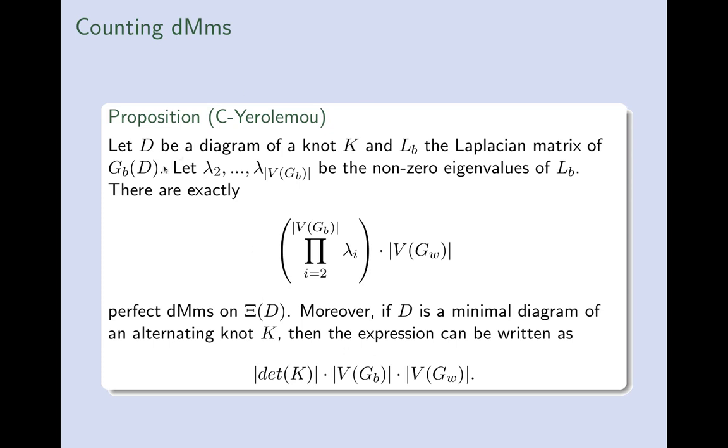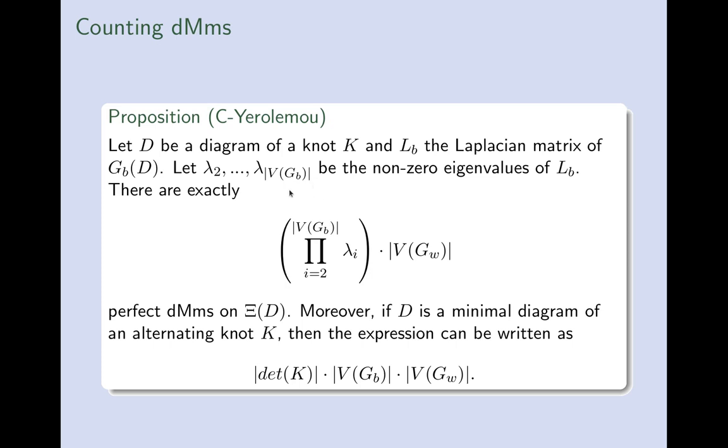In particular, given such a knot projection or a diagram of a knot K, we can consider the Laplacian matrix of its black graph. This is just a matrix that can be combinatorially built from the given graph. I won't go into the definition, but it's really easy. And this Laplacian matrix is known to have, for connected graphs, exactly one zero eigenvalue, and all the others are positive integers.